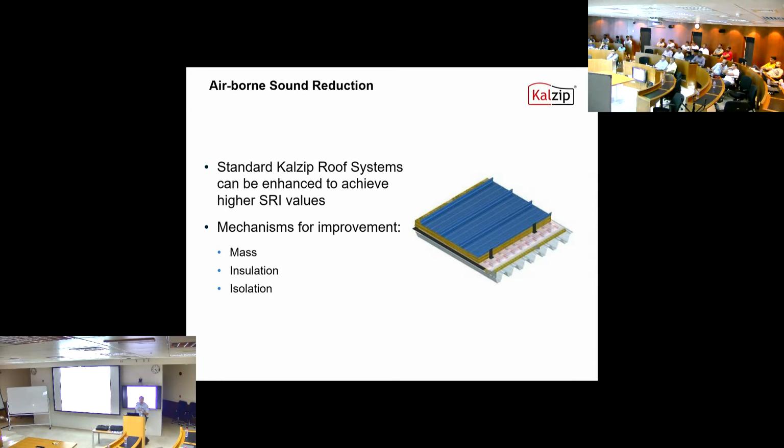So from Calzit's point of view, to enhance sound reduction, we can look at adding mass, we can look at insulation, and we can look at isolation. The E-clips do have a benefit from an acoustic point of view because they act as an isolator from outside to in, whereas the aluminium clip can be defined as an acoustic bridge because that connects the outside metal to the inside sheet.